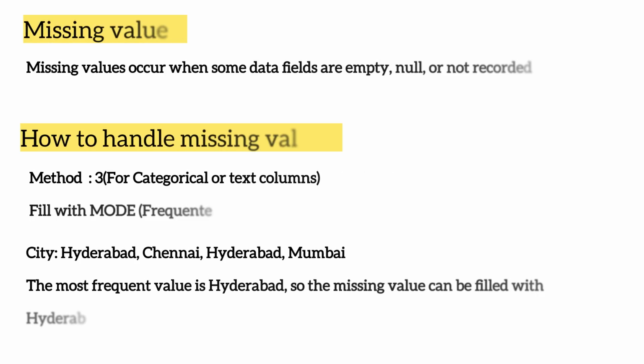Fill with mode. Replace the missing value with the most frequently occurring value. This method is mostly used for categorical data. Example: city, Hyderabad, Chennai, Hyderabad, Mumbai. The most frequent value is Hyderabad, so the missing value can be filled with Hyderabad.